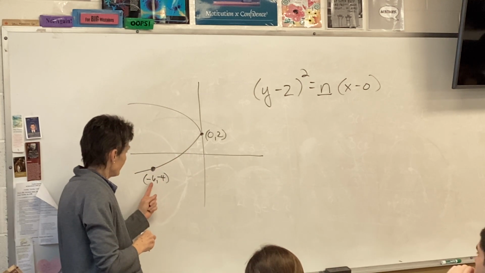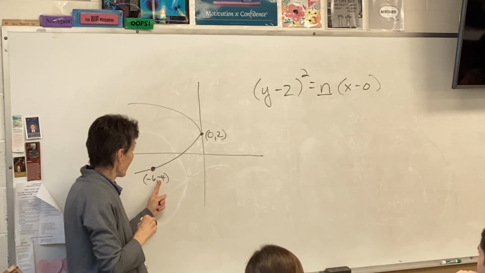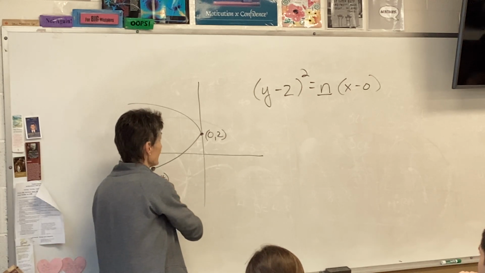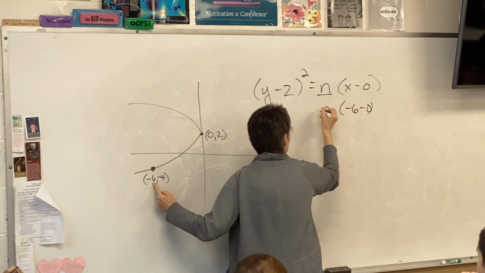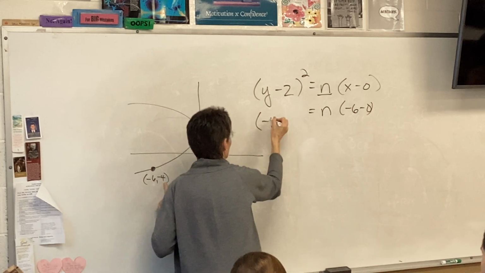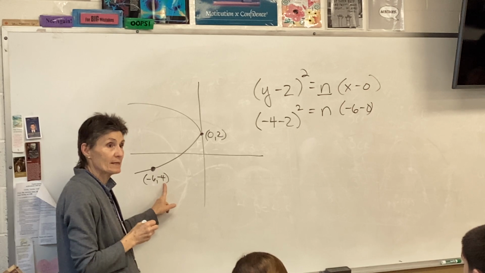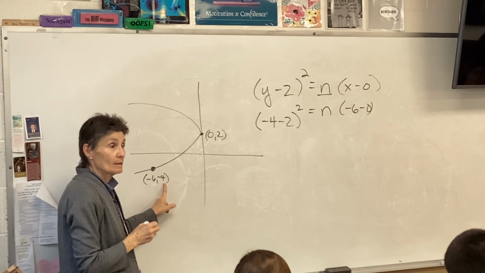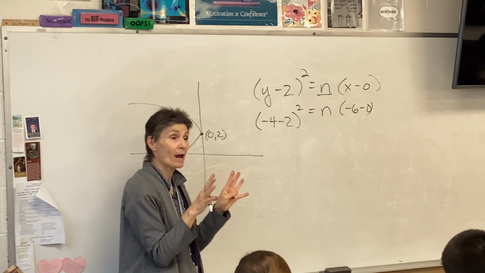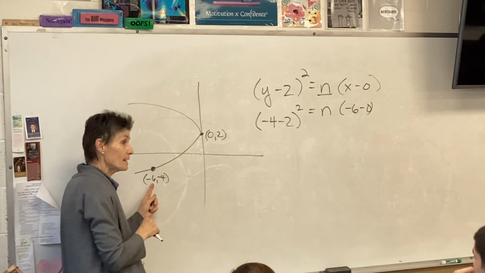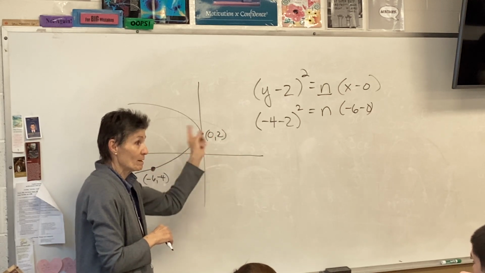This point is an x and a y, right? That's what points are. What would happen if I put that -6 in here and I put the -4 in here? Could I figure out what my missing number was? So I'm not doing anything really that has to do with the parabola. I'm simply plugging in a point on the curve and letting it tell me what n is.